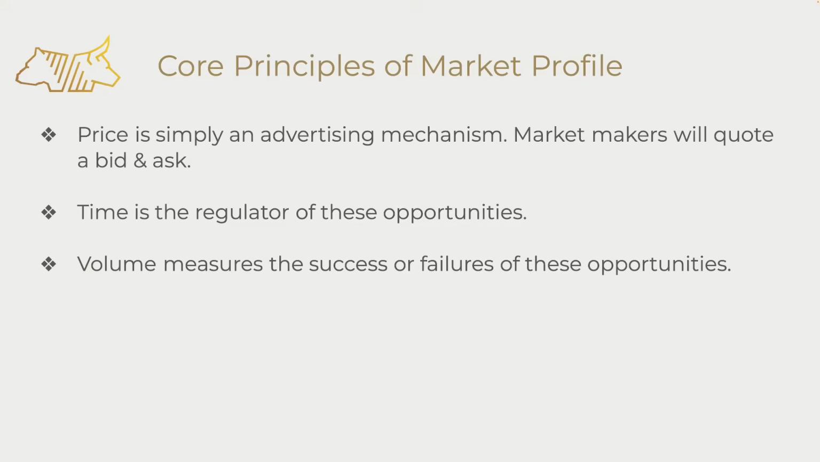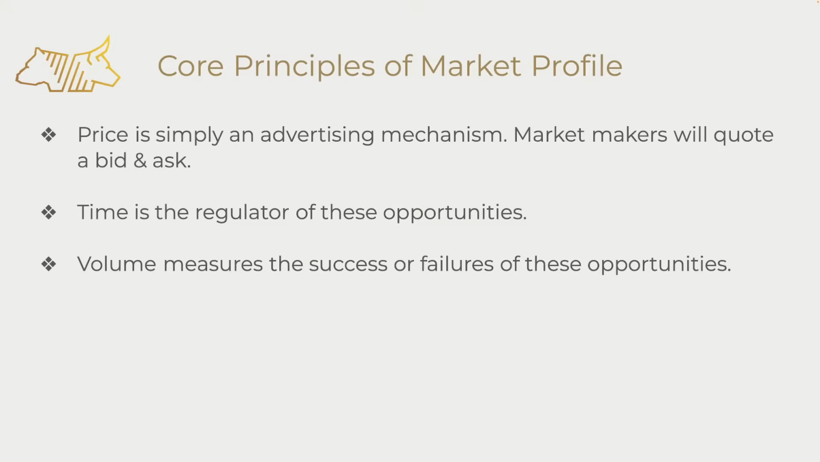So there's a couple of core principles of the market profile that I want you to really remember. And if you're going to take anything away from today's lecture, I would say these three things are some of the most important ideas. The first is that price is simply an advertising mechanism. Think back to that auction house example. Any price can be advertised, whether or not there is a lot of interest. Market makers are going to be quoting a bid and an ask, but what matters is, like we said before, are people willing to transact at those prices?